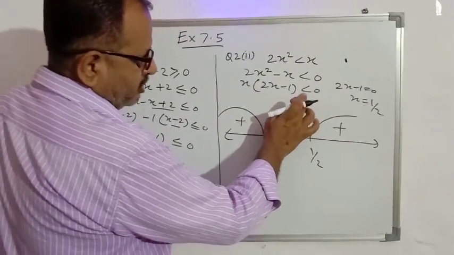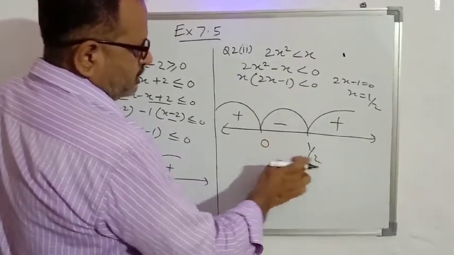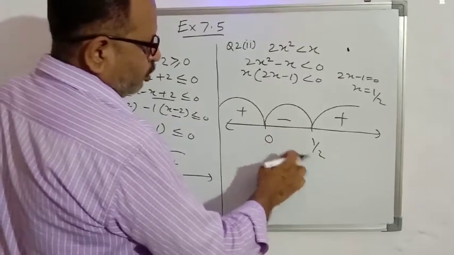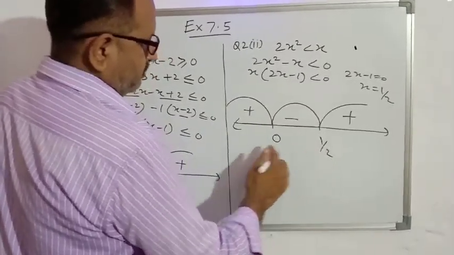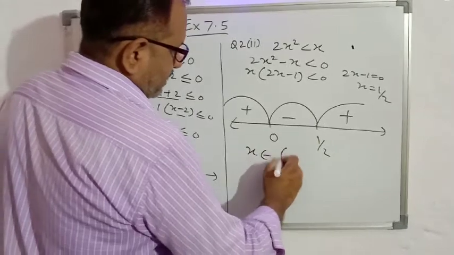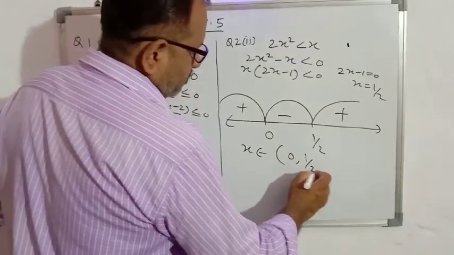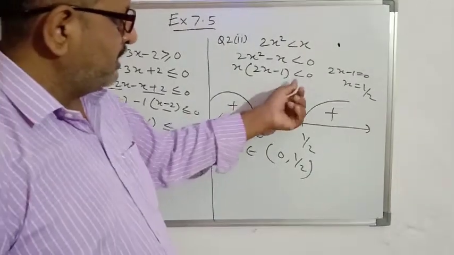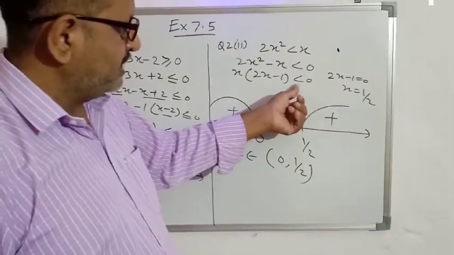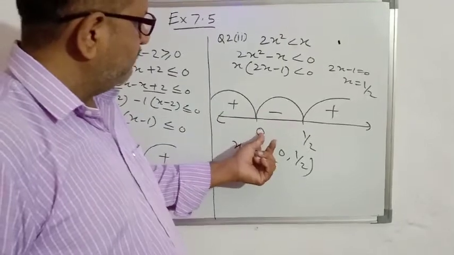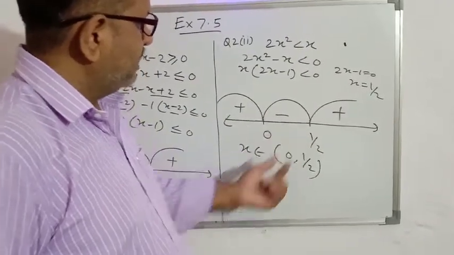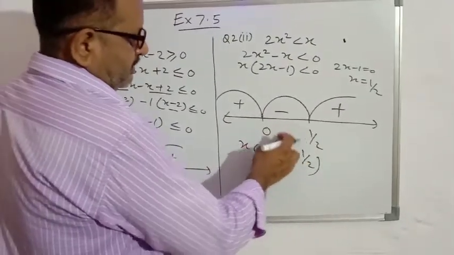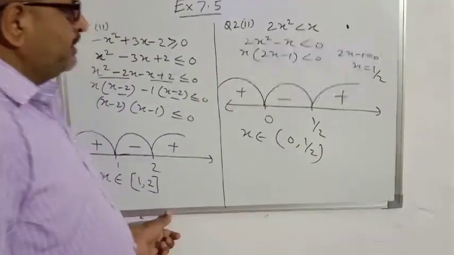Here equal sign is not there, so we will not take 0 and 1 by 2. We have to take open interval 0 to 1 by 2. So x will lie in the interval 0 to 1 by 2. Because at x is equal to 0, its value will be 0, but equal sign is not there. Only less than 0 means only negative. So leaving these 2 boundaries, we have to write all the values between this interval. So open interval 0 to 1 by 2.